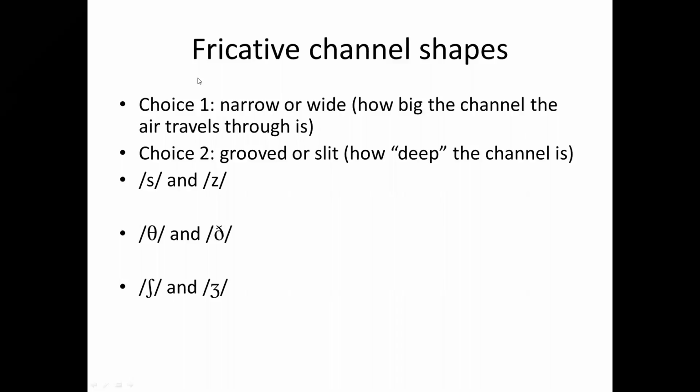So for each one of these groups of sounds, we're going to define both of these choices. And these sounds tend to work in pairs. So we have, according to the place of articulation, s and z, both of our alveolar sounds, th and th, our dental sounds, and sh and zh, our postalveolar sounds here.